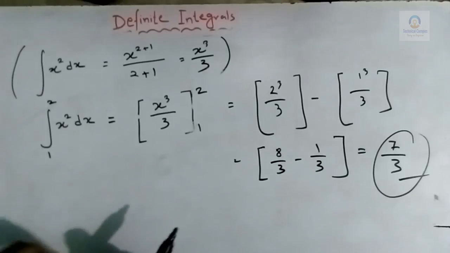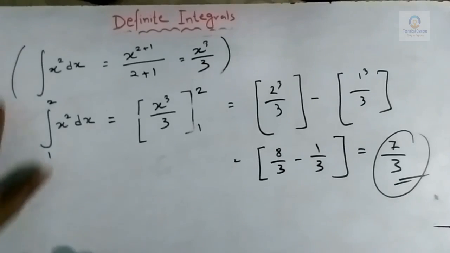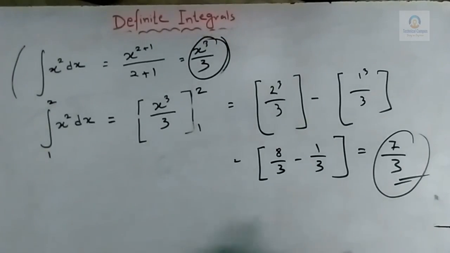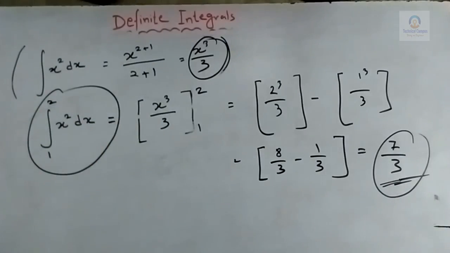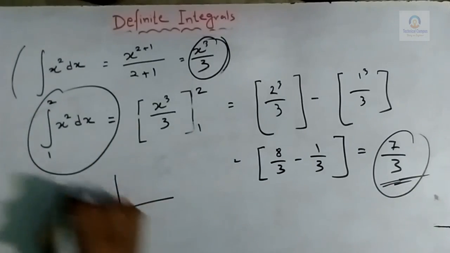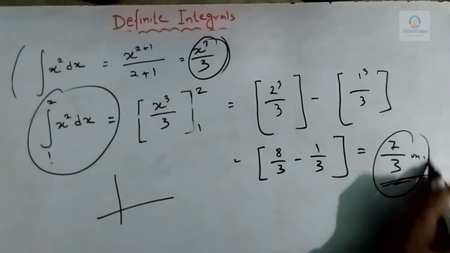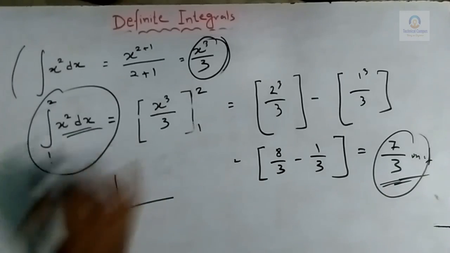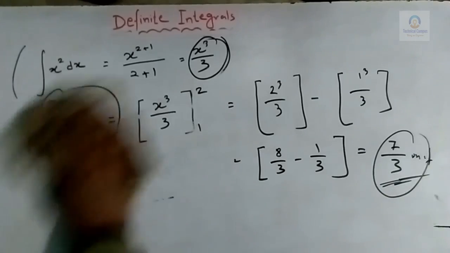In the case of definite integrals we get a numerical value, but in the case of indefinite integrals we get the result in terms of x. Here we get a numerical value because we are defining the range. So we can say the area under the graph of x square from x equal to 1 to 2 is 7 by 3 units. Basically we are calculating the area of this graph from x equal to 1 to 2. Let us take some more examples.